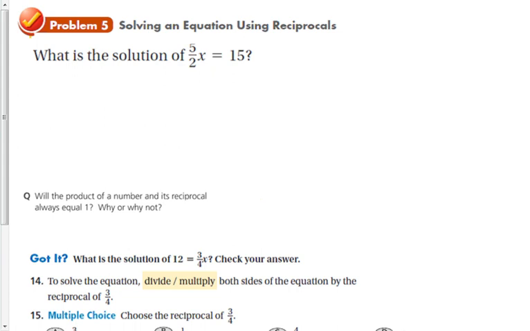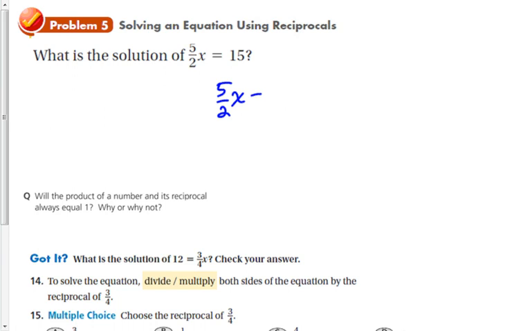Okay, the second to last problem, we're going to learn how to use reciprocals. Remember, when you multiply by a reciprocal, you get 1. And if we have 1 here instead of 5/2, that would isolate the variable because 1 times x is equal to just x, because it's the multiplication identity.